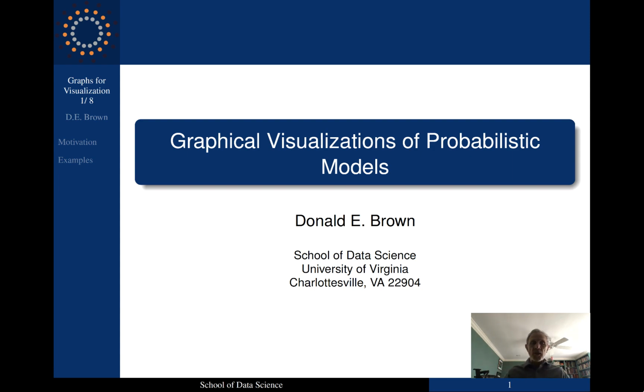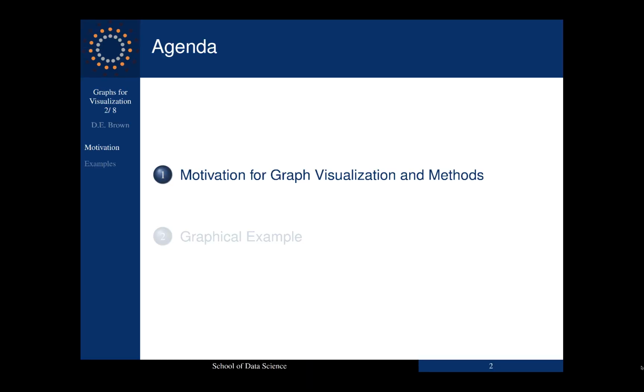In this lecture, we'll continue our discussion of graph theory and how it's used for Bayesian methods, but in particular, we'll look at how graphical methods can be used to visualize probabilistic models. So we will look first at why graphs are useful for visualizing probabilistic models and some of the methods to create them, and then we'll look at some examples of how they're used.